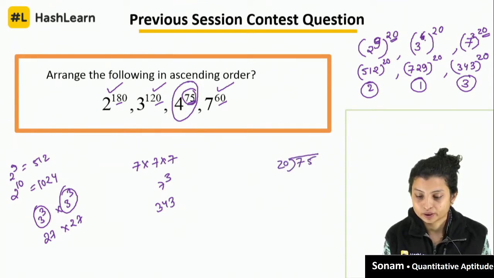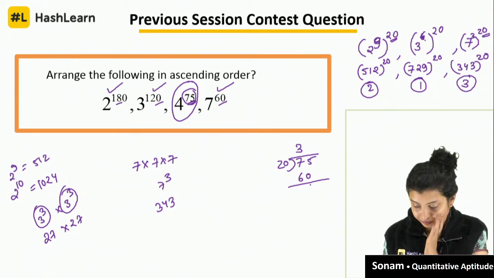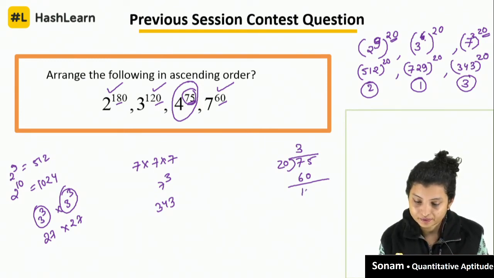75 divided by 20, how many times does 20 go? 3 times, 60, correct? How much is the leftover? That is 15. And then how many times can I do it?